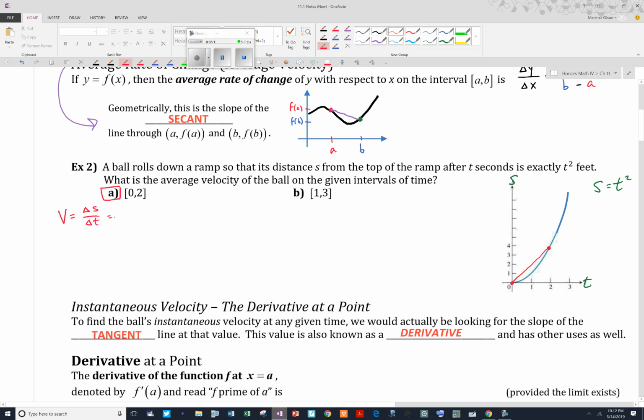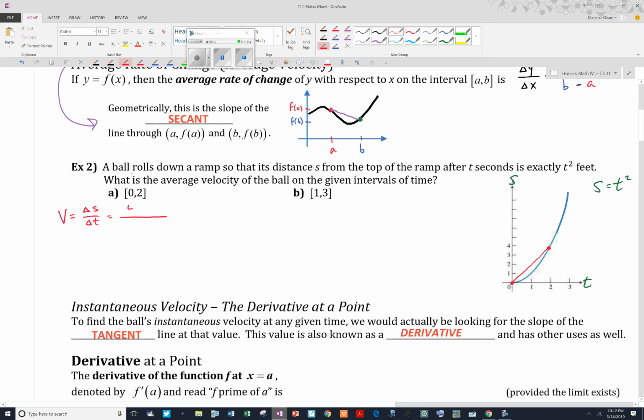So the change in s, I know we know our values, but I just want to remind us where these are coming from. This is coming from this formula s equals t squared. Actually, let's put our values in right away. Our second value for t is 2, so 2 squared minus our first value for t, which is 0 squared. And then I'm going to have my change in time in the denominator, 2 minus 0.